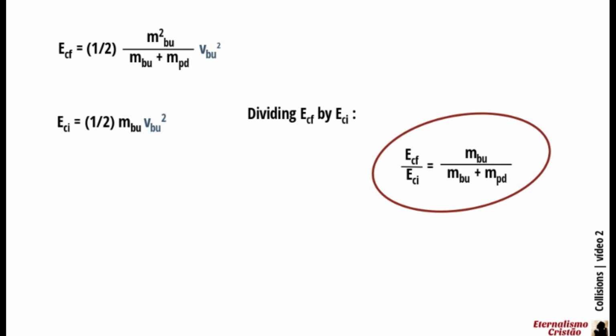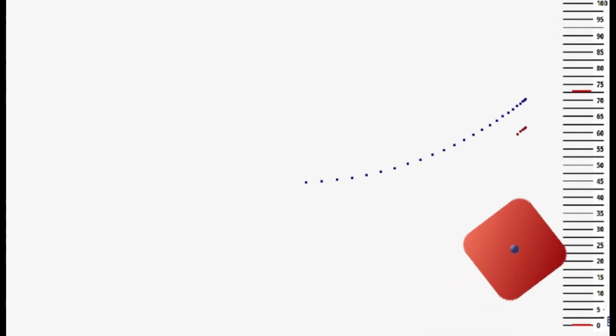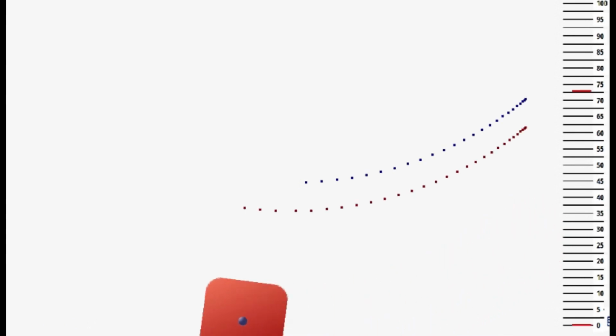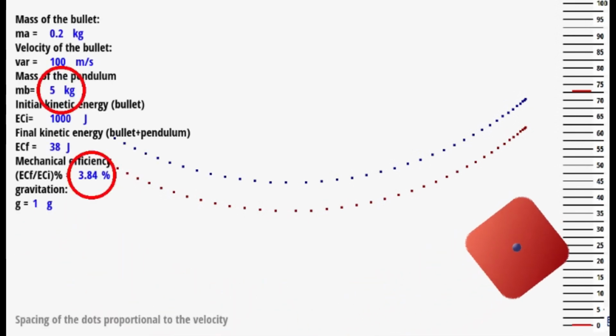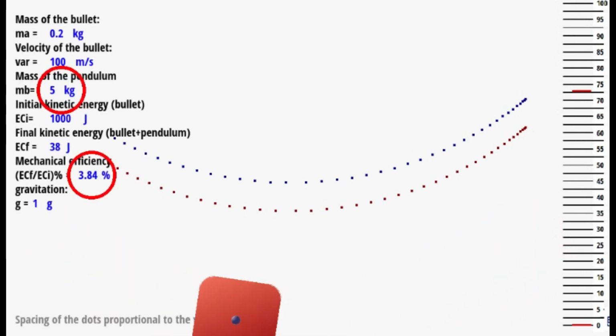Note that, increasing the mass of the pendulum has the effect of lowering the mechanical efficiency of the collision. See how the mechanical efficiency of the collision, between the bullet and the pendulum, decreases, when the mass of the pendulum increases.